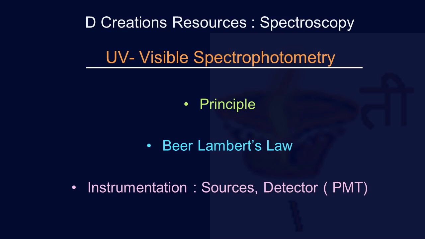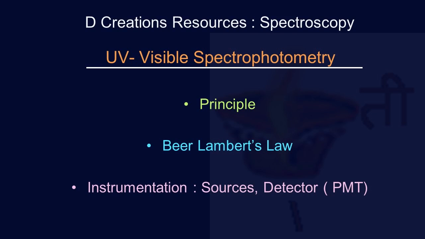Now, usually the wavelength regime for UV region is around 190 to 400 nanometer, and for visible region it's around 400 to 800 nanometer. Now, Beer-Lambert's law is central when you study UV visible spectrophotometry, which says that the amount of light absorbed A is given as product of three terms. ε is the molar absorptivity or extinction coefficient, C is the concentration of the solution, and L is the path length of the cuvette. So A is equal to ε C L.